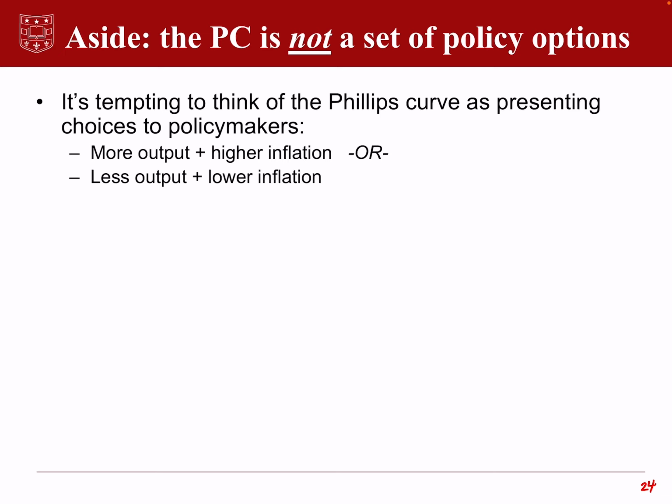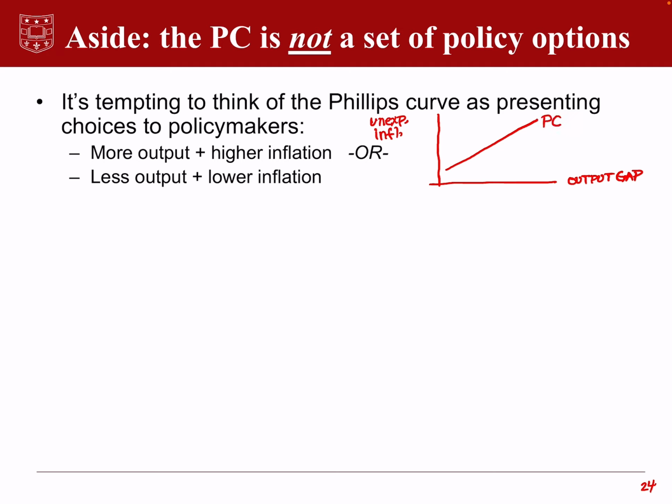So before kind of wrapping this up, what I want to do is point out something. I haven't tried to suggest to the contrary, but looking at the Phillips curve can be tempting to think about it as presenting choices to policymakers. So, in other words, again, our Phillips curve looks like this, right? We have the output gap on the horizontal axis, and we have unexpected inflation on the vertical axis, and we have this Phillips curve that looks like this.